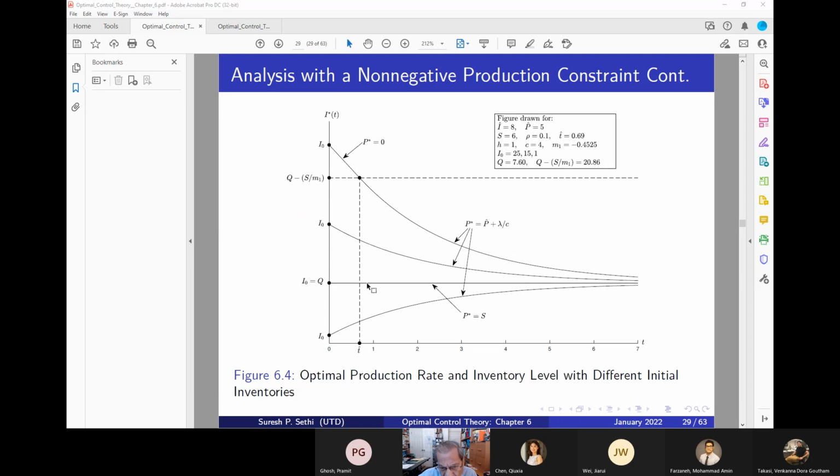So here's I0 equal to Q. This is my turnpike. If I had this initial Q, which is going to be exactly equal to 7.56, 7.60 in this case, this is the picture drawn for these. And then I will just stick around along there.